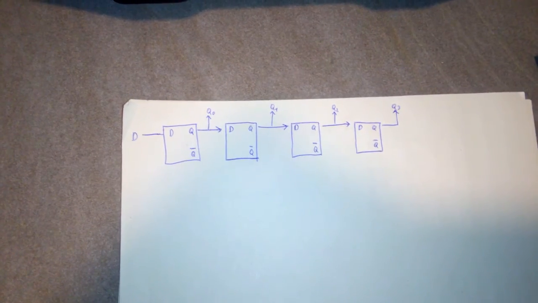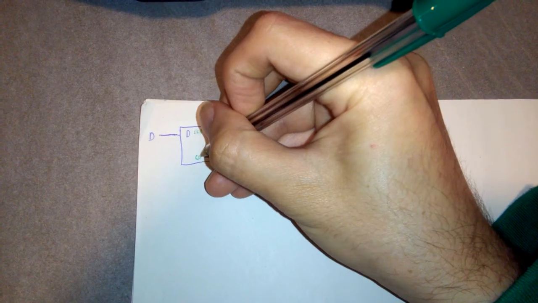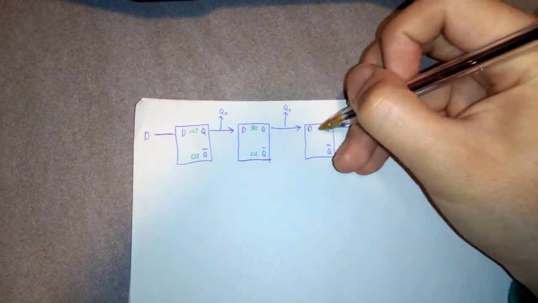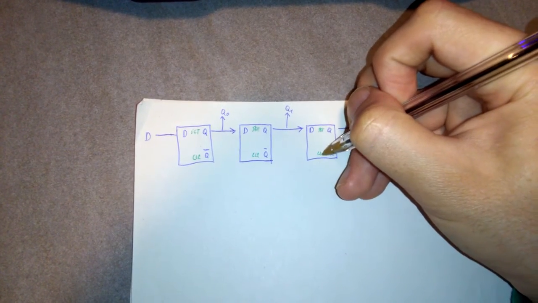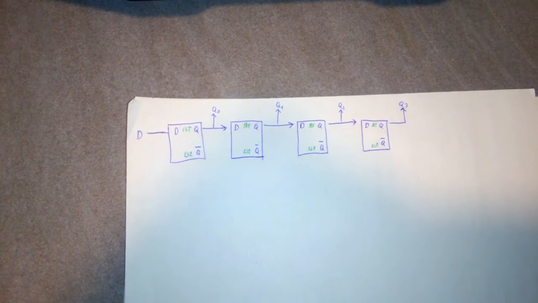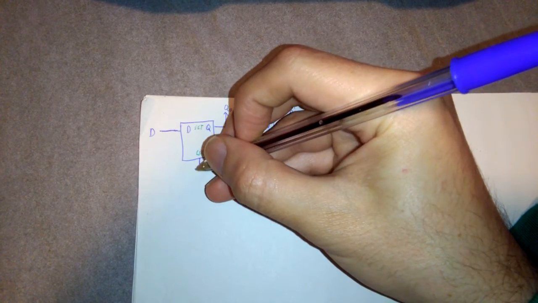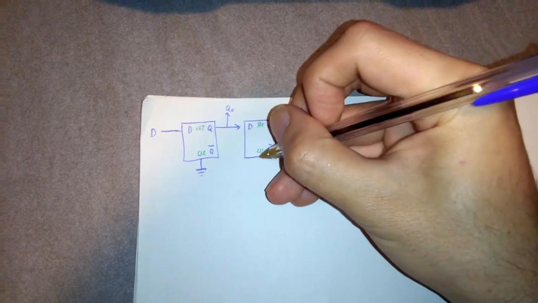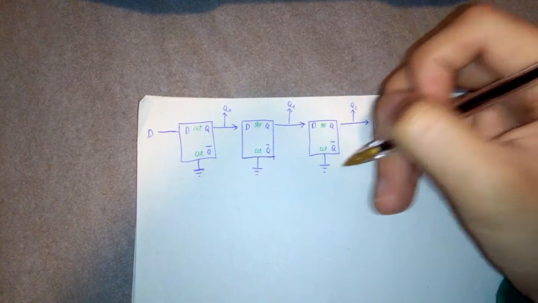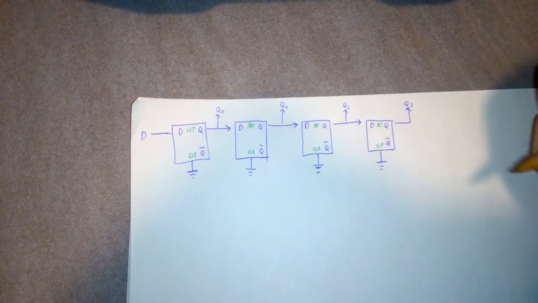Now we have a set signal and a clear signal. So set and clear, set and clear, set and clear. And the clear is actually connected to ground. So we have ground here, ground here, ground here again, and ground here again.